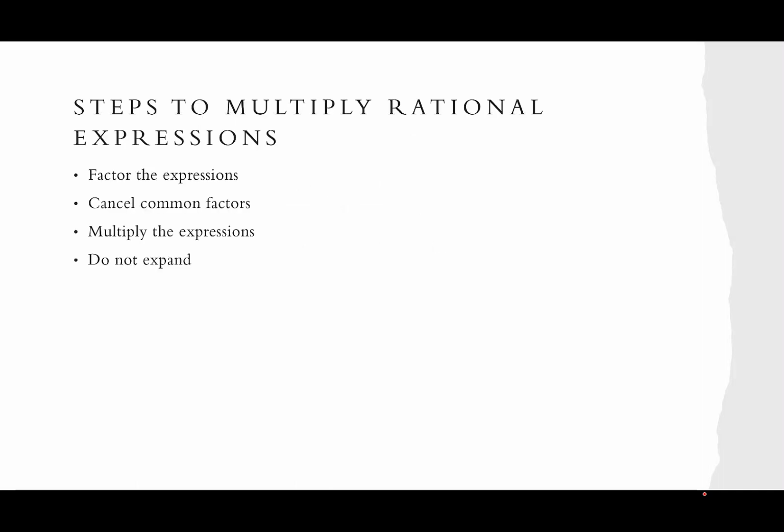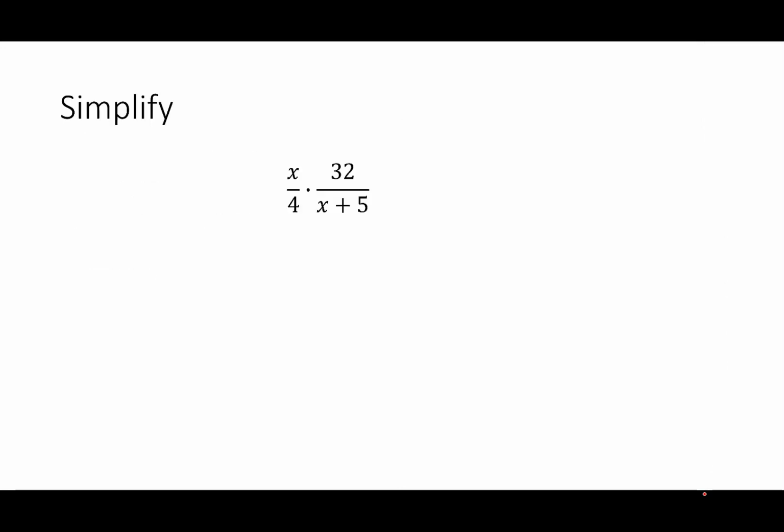We do the same kind of thing when we get to multiplying rational expressions. The difference is we want to factor to keep things simple. So our first step will be to factor the expressions, cancel any common factors, then multiply the expressions. There's no need to expand after you've multiplied the numerator and denominator. Let's take a few examples to see how this works.